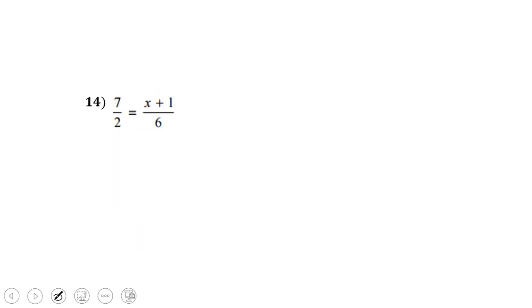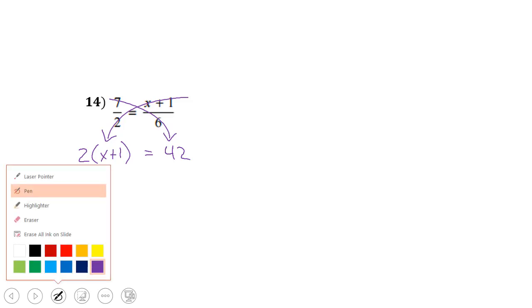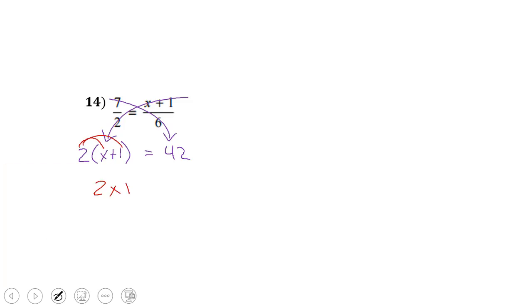7 is to 2 as x plus 1 is to 6. So this time, I'm going to write this out. We got 2 times x plus 1 with that cross product. And of course, 7 times 6 is 42. So I'm just going to do that math that I can do. Now I recognize I have an equation that needs to be simplified. Need to eliminate those parentheses. So I'm going to use the distributive property, and I'm going to go 2x plus 2 is equal to 42. And again, we have an equation we know how to solve just like before. So we're going to subtract 2 first, and we get 2x is equal to 40. Dividing by 2, x is equal to 20.